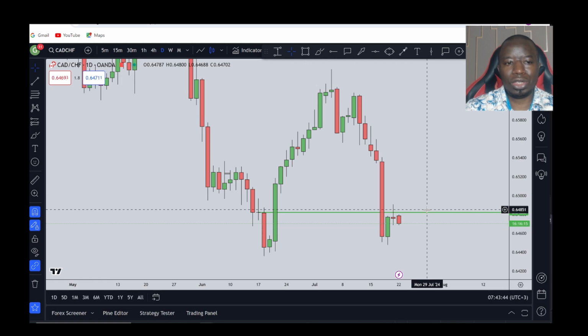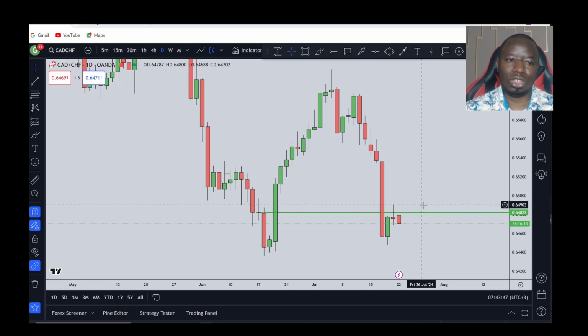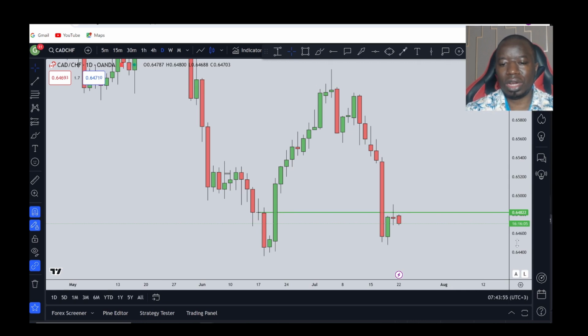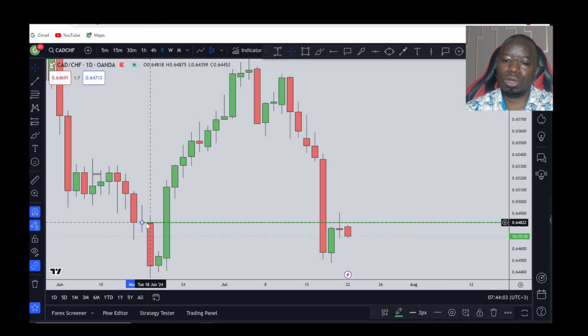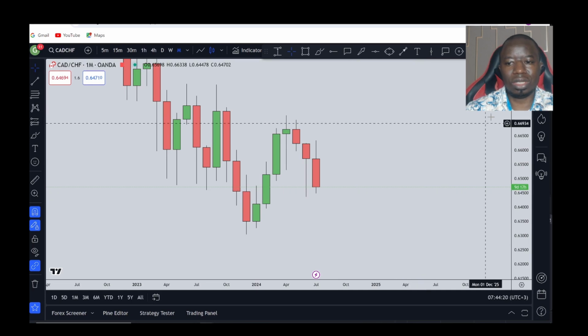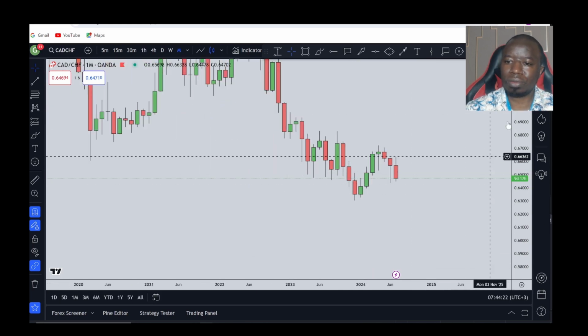So today I want us to look at the CADCHF, that's the Canadian dollar Swiss franc currency pair, to see where it is right now and where we anticipate it to get to in the next few hours and possibly a few days. We're going to do a top-down analysis, looking at it from the higher time frame perspective down to the lower time frames. Now this is a monthly time frame.